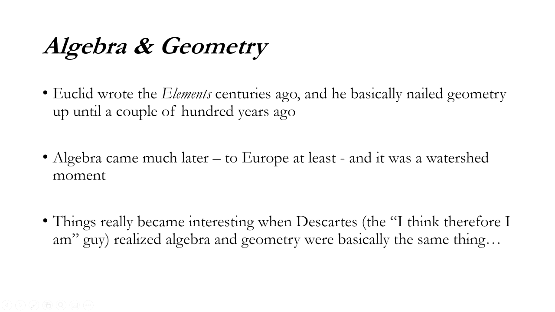In the event, Euclid wrote the Elements centuries ago. He basically nailed geometry with a few caveats a couple of hundred years ago. Algebra, though, came much later, to Europe at least, and it was a watershed moment. Things really became interesting when Descartes, the guy who said, "I think, therefore I am," realized that algebra and geometry were basically the same thing.